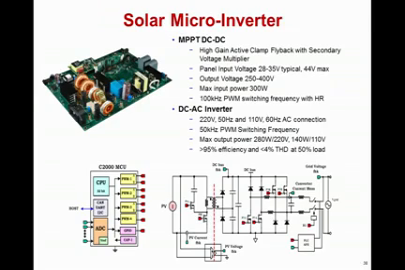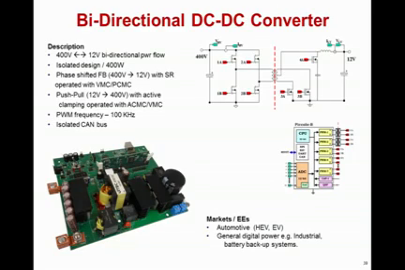We also have a solar micro-inverter kit consisting of 2 components: the MPPT (maximum power point tracking) DC-to-DC power stage, and the DC-AC inverter stage. Both of these are combined together on this single kit, as shown in the diagram on the bottom, to then be controlled by a single C2000 microcontroller. We also have a bi-directional DC-DC converter board. This allows you to do bi-directional 400 volt to 12 volt DC-DC power.